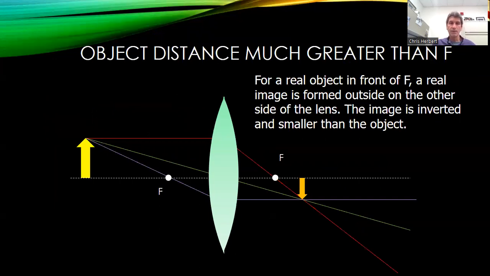What happens to the image based on where we place the object? What if we place the object well beyond the focus of the lens? Okay, we're going to make the object distance much greater than f in this particular case. Well, as you can see, we've shown this image before using the rays. We get an image which is inverted. We get an image that's smaller. We get an image that's closer to the lens than the object in this particular case.